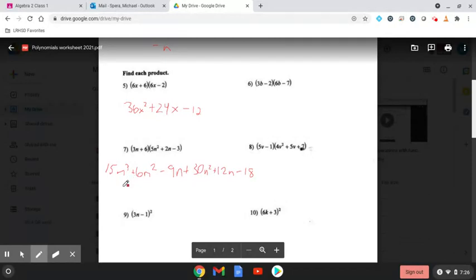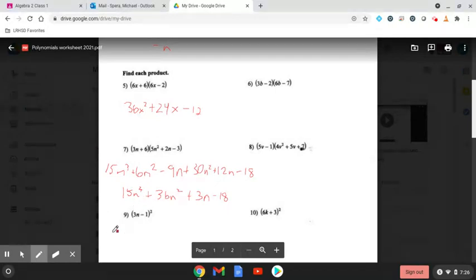Good. From here, we'll group like terms together. We'll make sure it's in that descending order it should be in. So start with the highest exponent, work your way down. So that's 15n cubed, right? And then n squared and 30n squared, so that's 36n squared. This would be plus 3n, negative 9n and 12n, and then minus 18.